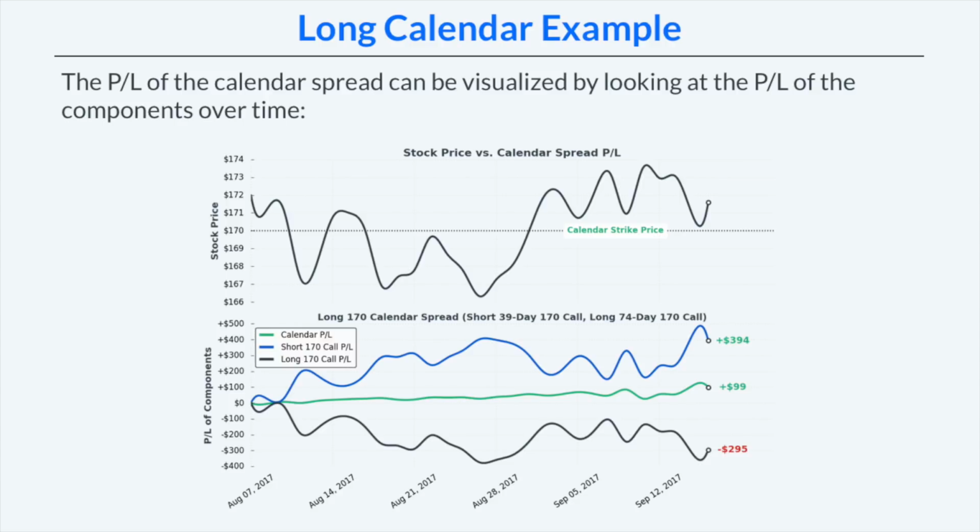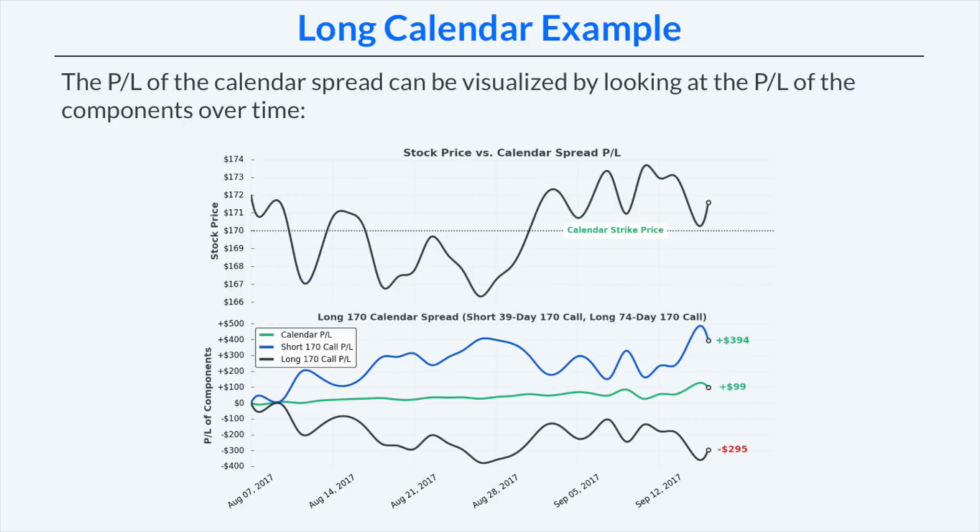Now, since we sold the 170 call for $5.50 and it decreased by $3.94, our P&L on the short 170 call is $394. Now, we bought the 170 call in the longer term expiration cycle for $7.75, and that option lost $2.95 of value, which means we lost $295 on the long call portion of the calendar spread. Now, since we made $394 on the short 170 call and lost $295 on the long 170 call, our net P&L is $99, which is explained by the calendar spread's price increasing by 99 cents.